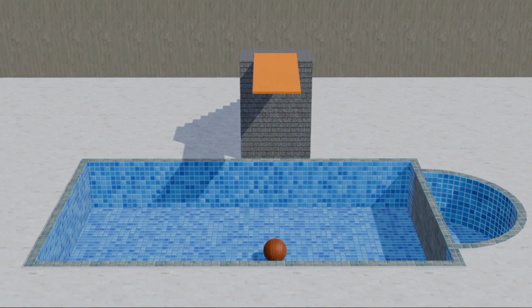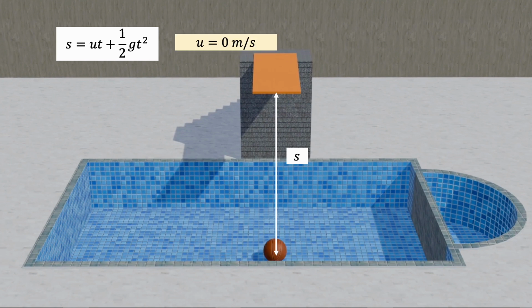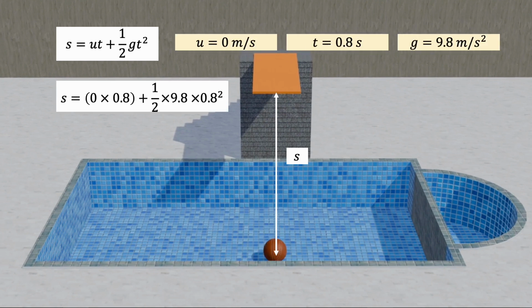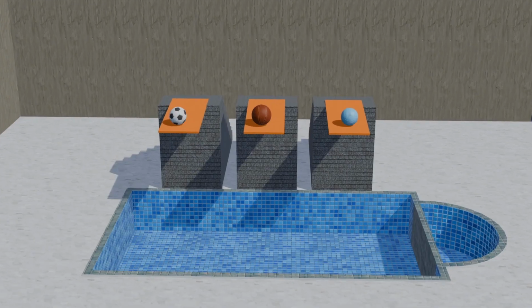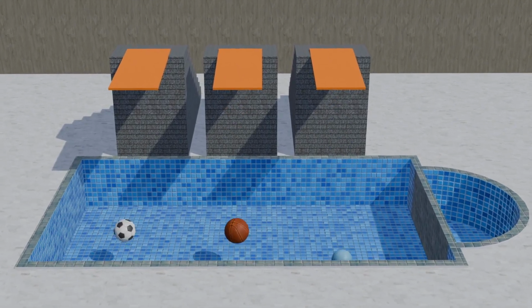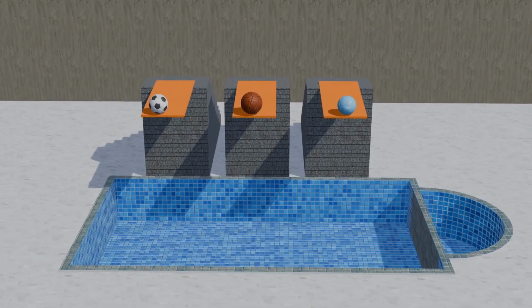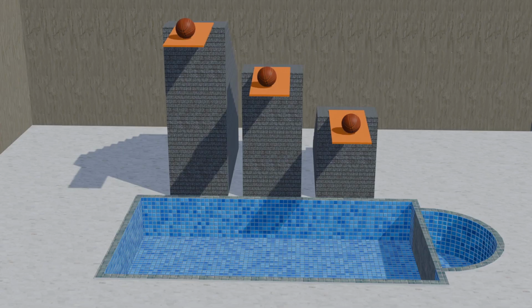We will be using the same equation of motion for a freely falling body. S equal to ut plus half gt square. Initial velocity was 0. Time taken is 0.8 seconds and g is 9.8. On substituting these values, we will get the distance between the board and the floor to be equal to 3.14 meters. There are 3 balls of unequal masses, but still they will hit the floor at approximately the same time.